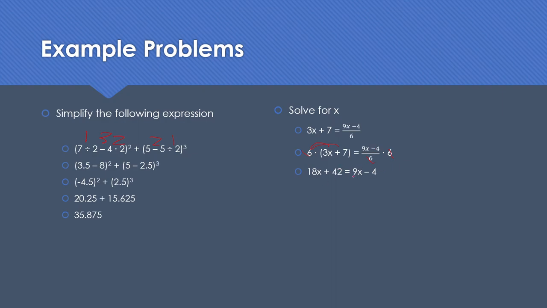Now you could rearrange this in any way, but generally you want to leave a positive power of x, or you have to multiply by negative 1 at the end. So we'll subtract 9x from both sides, and we get 9x plus 42 is equal to minus 4. Then we'll subtract 42 from both sides, and we get 9x is equal to negative 46. Divide both sides by 9, and we get x is equal to negative 5.11.